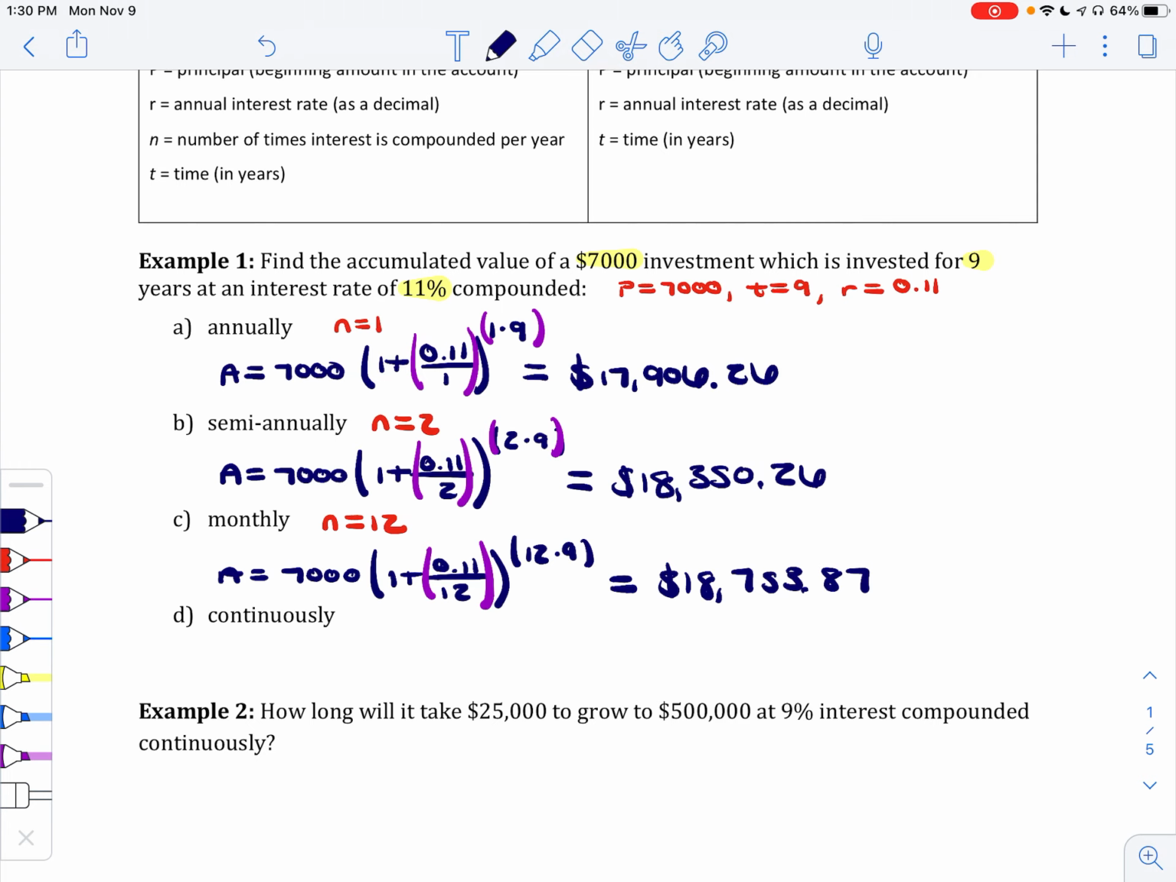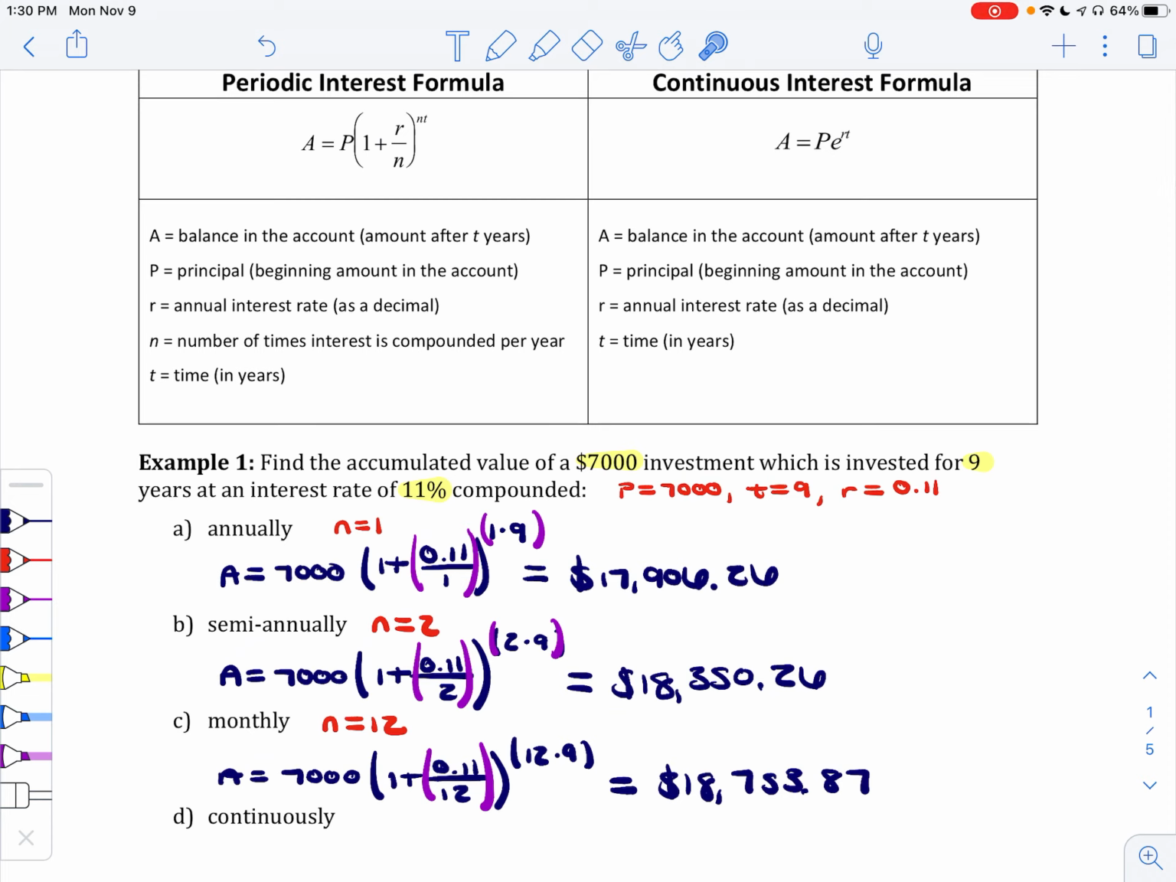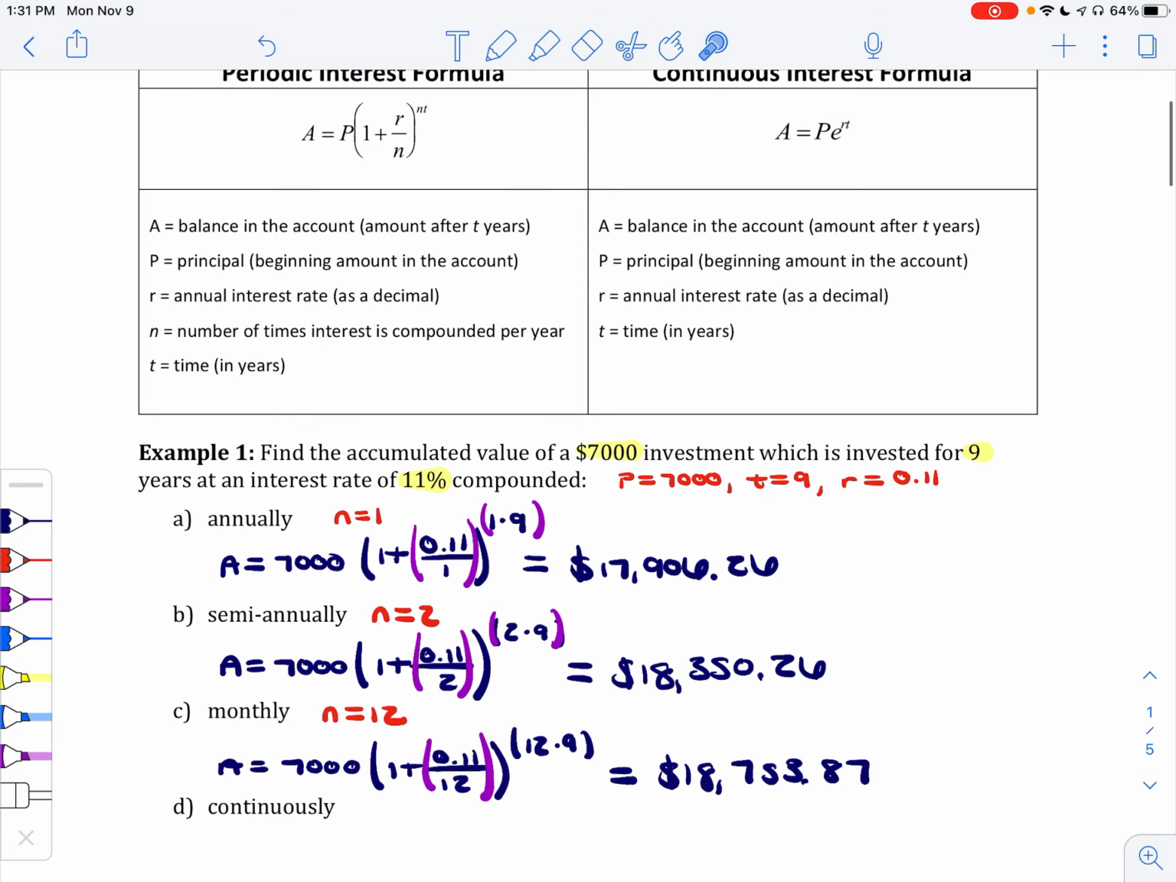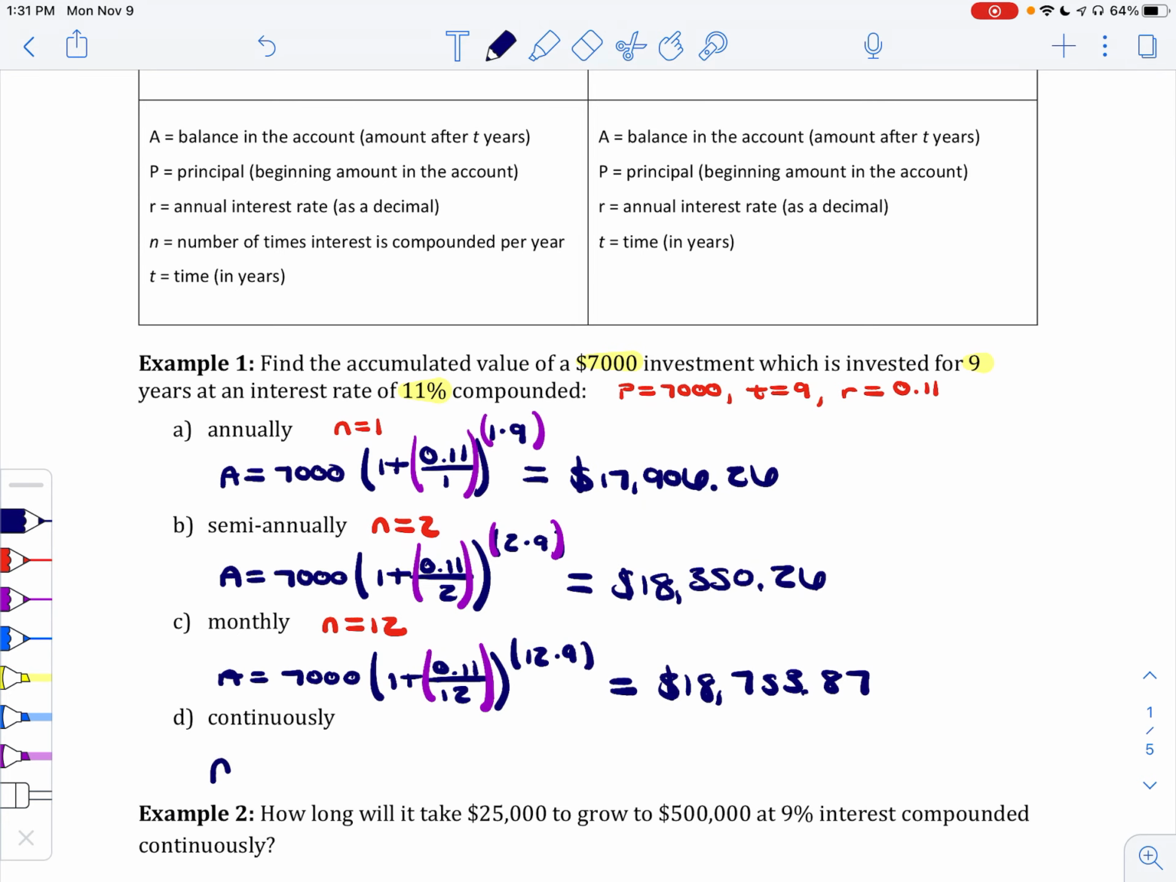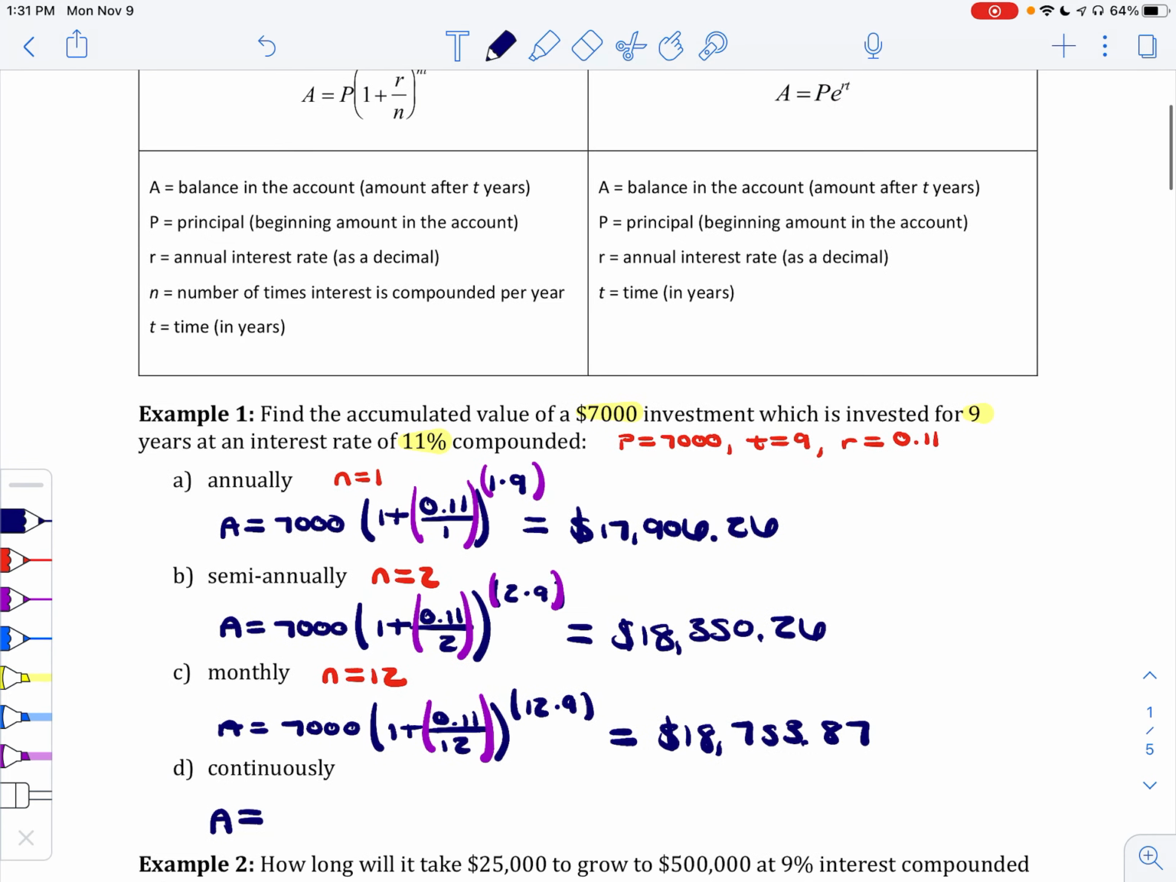All right, so lastly, we have continuously. So when it says continuously, that simply means we're going to use our continuous interest formula instead of the periodic. So notice the continuous interest formula is using that natural exponential function with our base of e, which if you recall is on your calculator. So we're just going to plug this one in as 7,000 times e to the power of 0.11 times 9.